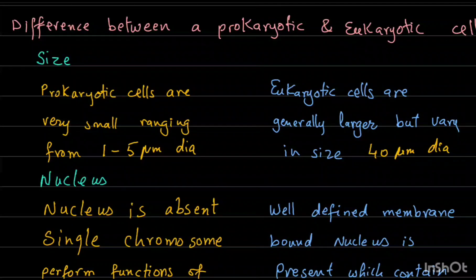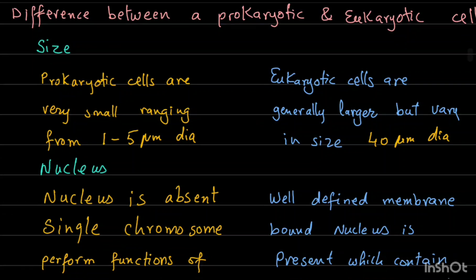What is the difference between a prokaryotic cell and a eukaryotic cell? Prokaryotic cells are very small structures, about 1 to 5 micrometers in diameter. Eukaryotic cells, on the other hand, have larger structures. They vary in size, but are about 40 micrometers in diameter, though it may vary.